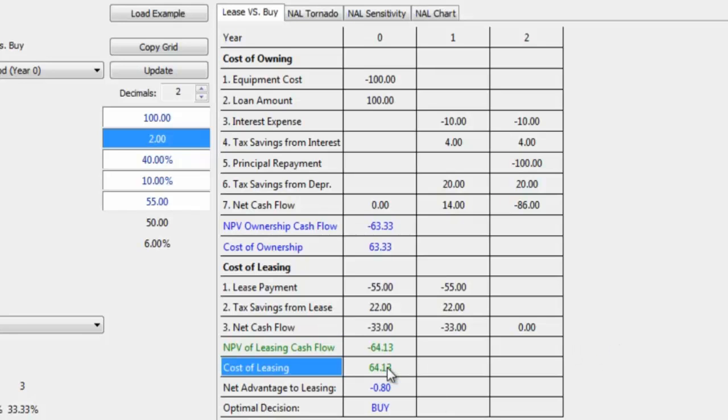Then what you're comparing is the blue versus the green, and in this case the cost of leasing is a little bit higher, therefore you should be buying, and we call this the net advantage to leasing, an NAL analysis. So if the net advantage to leasing is negative, you do a purchase. In this case it's blue in color, we're saying buy.